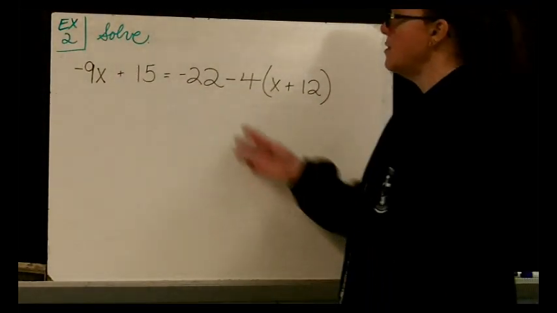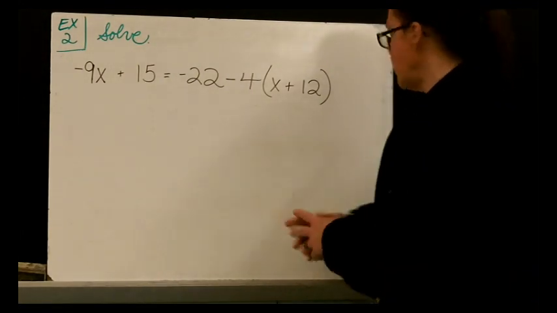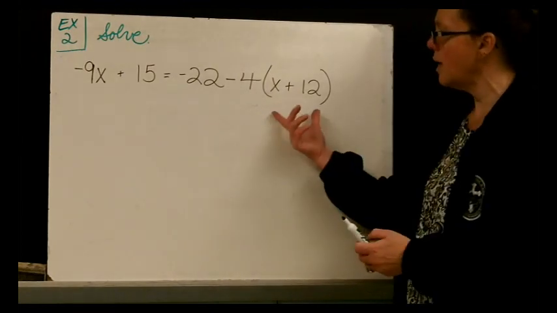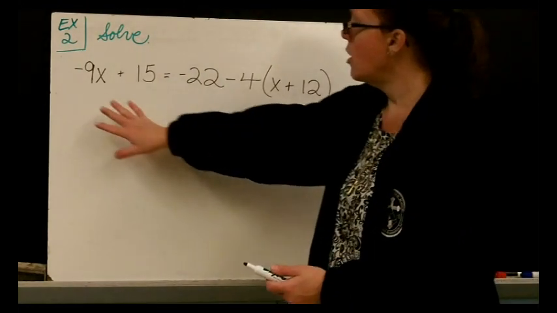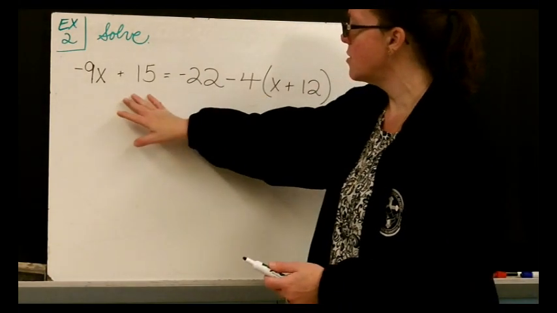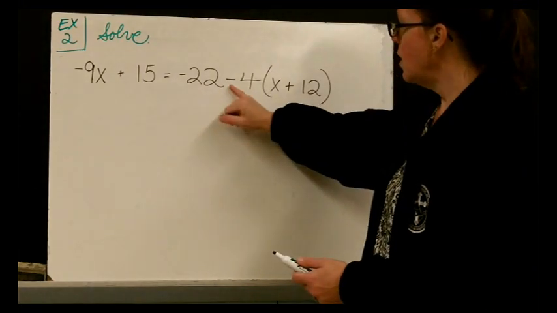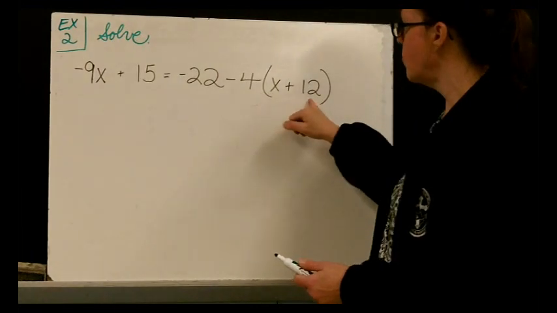Now let's take a look at example 2. Here we have a problem that is very similar to what we just solved, except what I did was I added a set of parentheses. Now let's take a look at what we have. We have negative 9x plus 15 equals a negative 22 minus 4 times the quantity x plus 12.